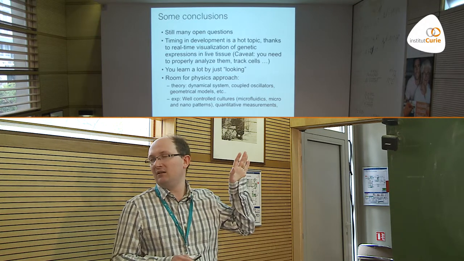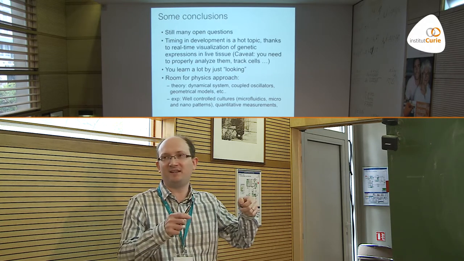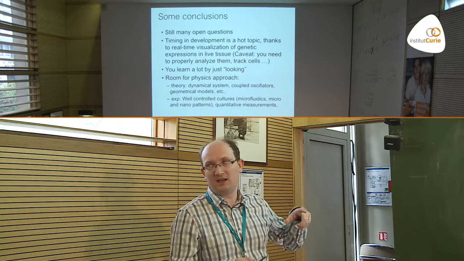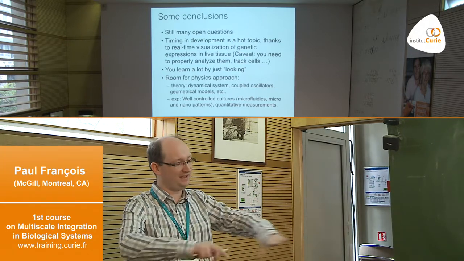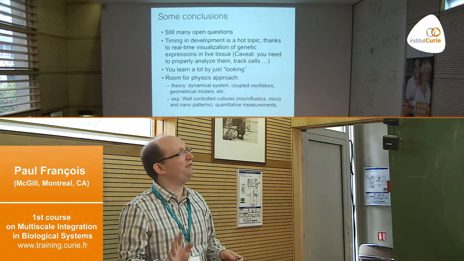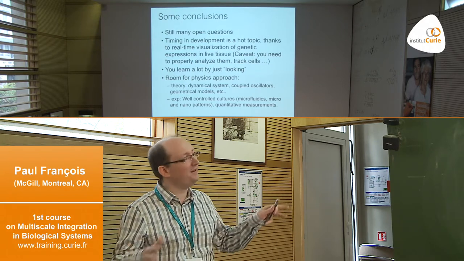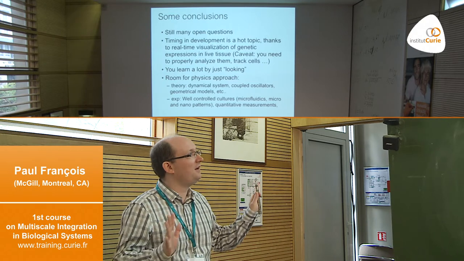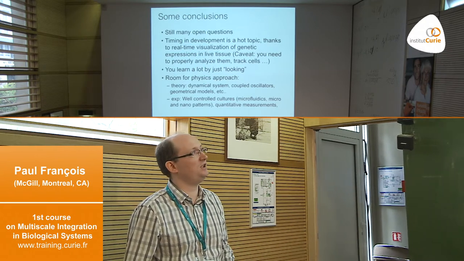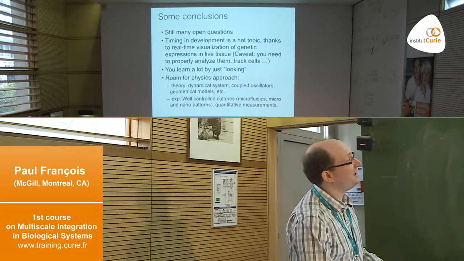You learn a lot by just looking at well-thought experiments. I would love, for instance, to redo the Cooke experiment: divide the number of cells by two with an actual reporter to see how the clock is behaving. This kind of very targeted perturbation combined with looking is really quite useful. And this idea of having a flat cell culture and then looking at this wave propagating is one of the things you can do. And I think there is much room for a physics approach. On the theory side, there are clear questions coming from dynamical systems. I haven't told you much about coupled oscillators, but there are ideas. You can think about geometrical models of what happens in phase space. And in experiment, I think there is a need for well-controlled culture systems like microfluidics, using micro and nano patterns to have very controlled culture and make quantitative measurements.